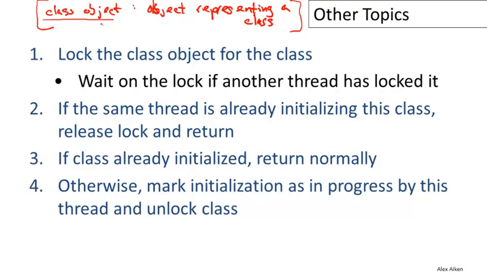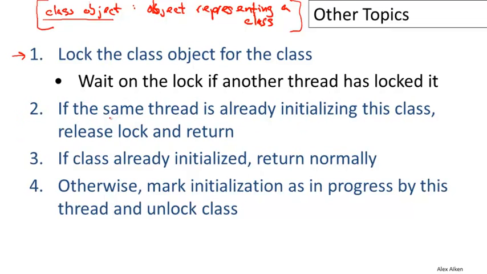All right, so when you load a class, the first thing you have to do is to initialize the class object. And how is that done? Well, we lock the class object for the class. And if that object is already locked by another thread, then we'll simply wait on the lock. Okay, so we will wait until somebody tells us that it's okay to proceed. Now, once we obtain the lock on the class, we have to do a check to see if the class is already being initialized.